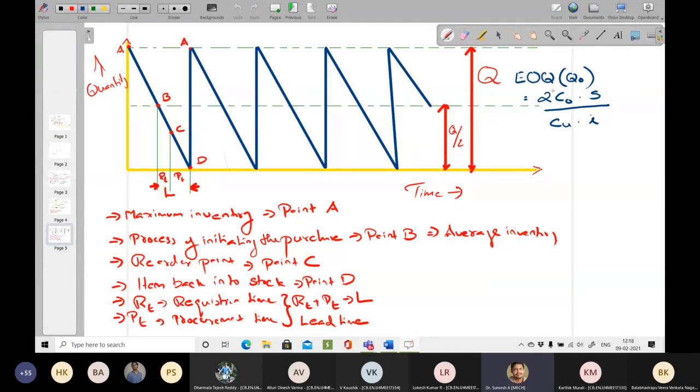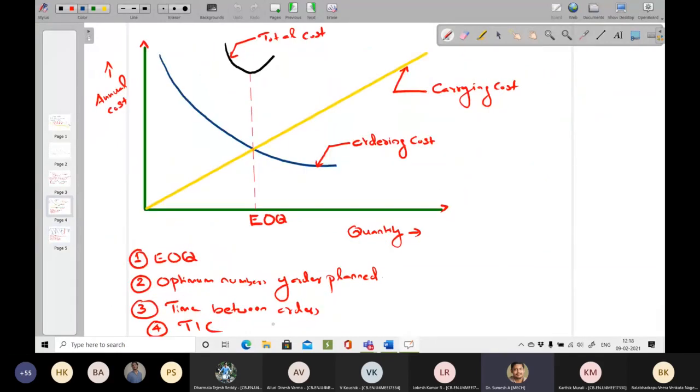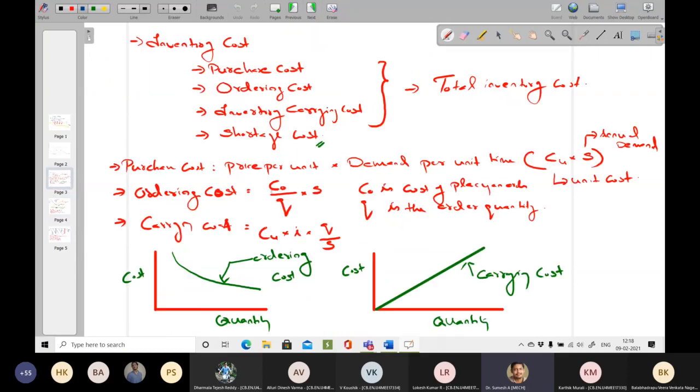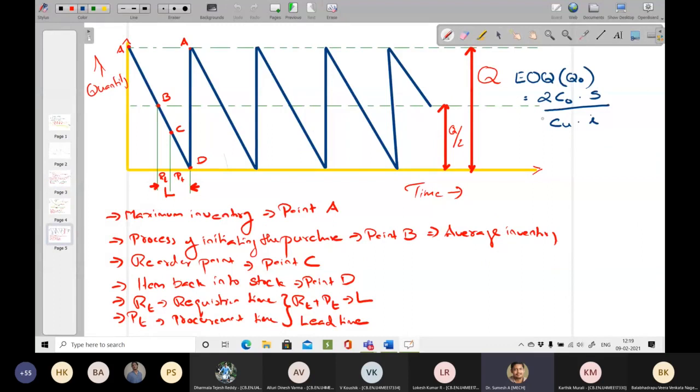And then you have to calculate the inventory cost. Total cost of inventory will be equal to the square root of 2 into C naught into S into Cu into I. We have discussed the ordering cost and carrying cost terms in yesterday's class, where C naught is coming from, where Cu is coming from, where I is coming from. So that's why I am taking it directly to the formulas. I am not going to repeat it again.